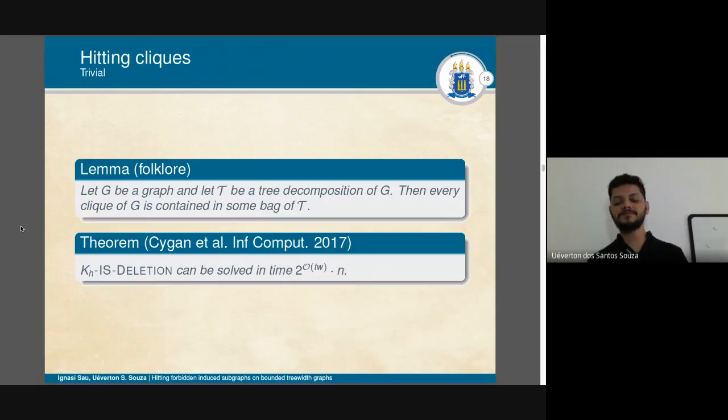And in that case, we know that it's enough to solve the problem, because all the cliques are inside the bag, so we can check if this guess is feasible or infeasible for this kind of problem. So it's very easy to solve the problem in single exponential time.